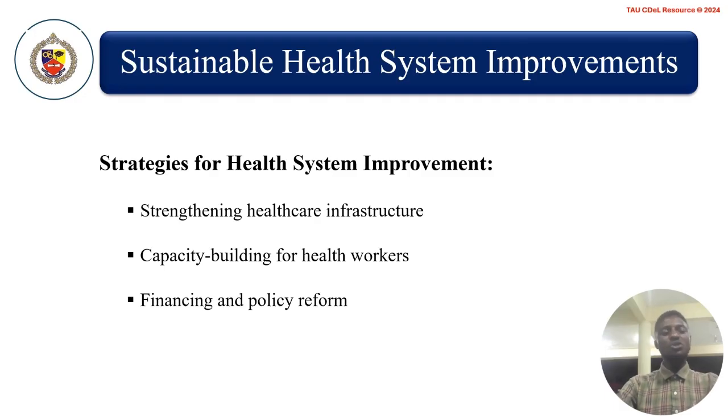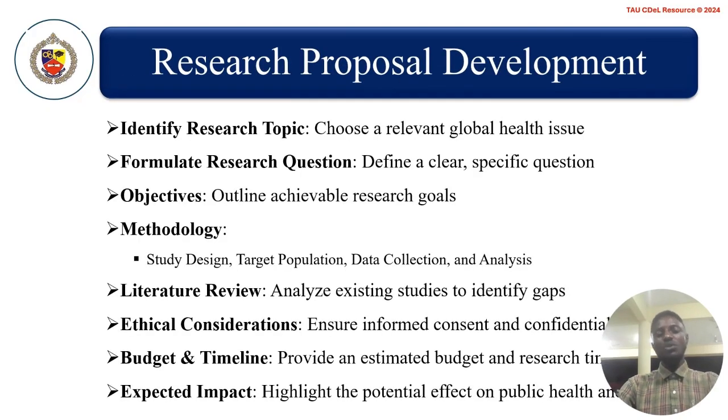So let me quickly take us through sustainable health system improvement too. We have strategies for health system improvement, which include strengthening healthcare infrastructure, capacity building for health workers, financing and policy reform. So I also want to take us through research proposal development. When writing a proposal, these are the steps, a standard way of writing a proposal.